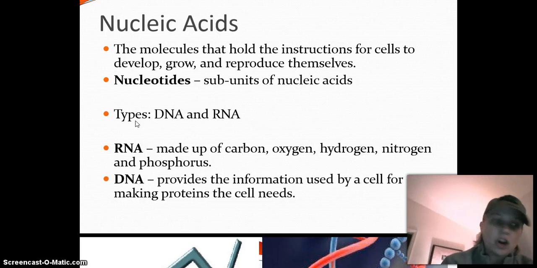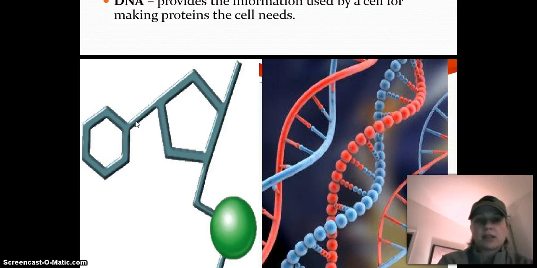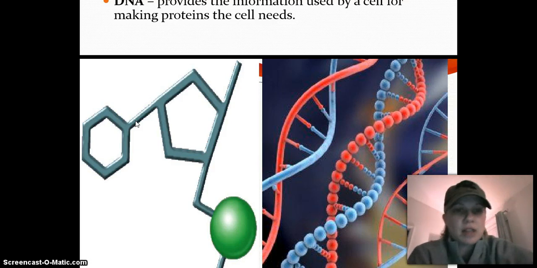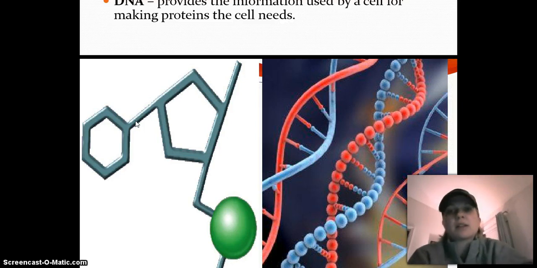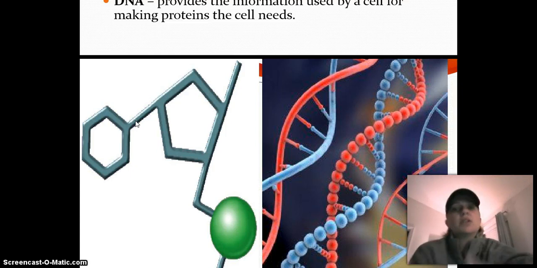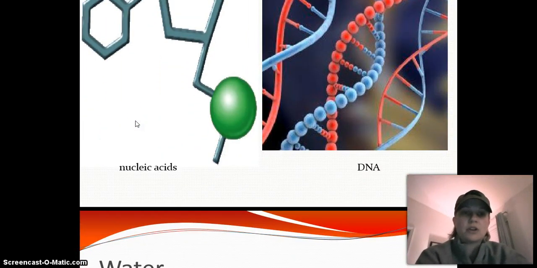Examples would include DNA and RNA. And when we look at a drawing, we're actually going to be focused on the one to the left with the green. That's what a nucleotide looks like. That's all of it bound together. The one to the right is showing us a double helix. That's DNA. When we put all these nucleotides together, we make these nucleic acids, which in turn make this double helix, which we have on the DNA strand. So that's our nucleic acids.